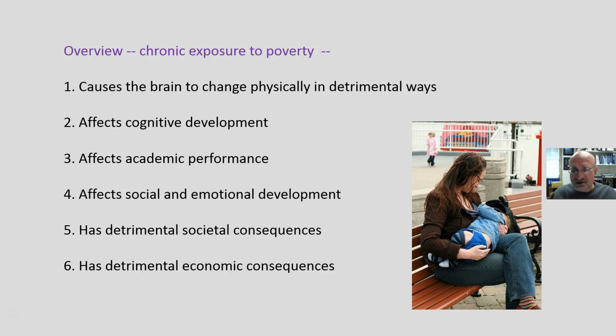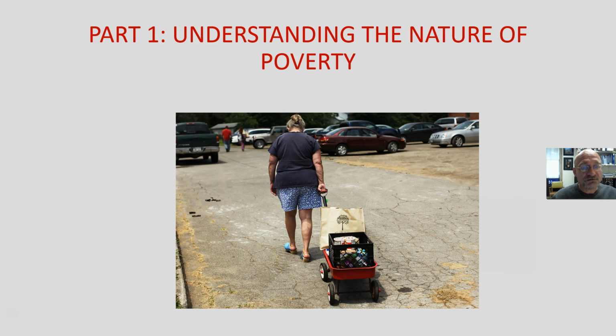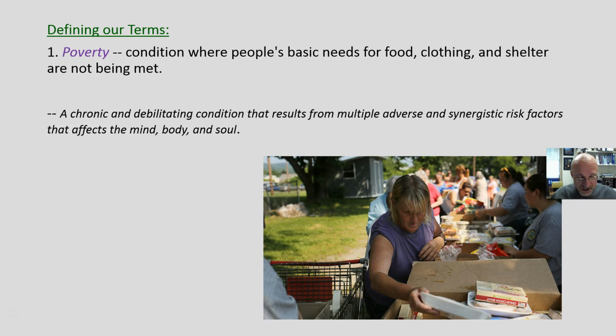And here's some of the areas that we are going to look at, just to give you an overview here. But part one is understanding the nature of poverty. So let's define our terms. A condition where people's basic needs for food, clothing, and shelter are not being met. Absolute poverty means there's a scarcity of running water and food. And I like this definition: a chronic and debilitating condition that results from multiple adverse synergistic risk factors.